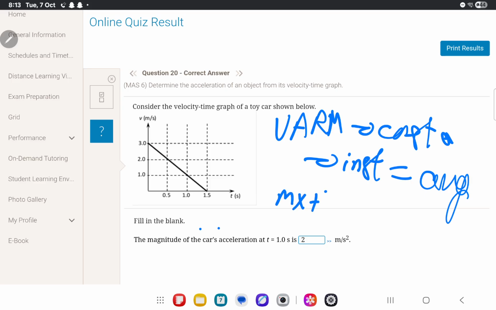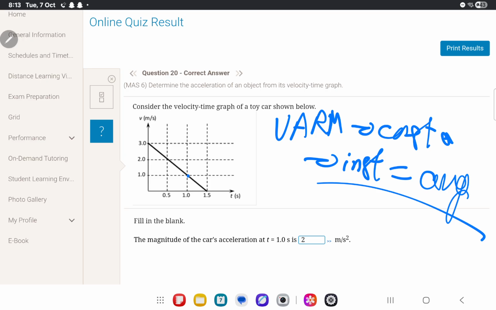When you derive mx plus b, dy by dx, you get m. M is the slope of the graph. So at any point on this graph, the acceleration is going to stay the same. So all I have to do is find the average acceleration, and for UARM, the average acceleration is the same thing as the instantaneous acceleration. Just know it. On the graph, it's a straight line, so average is the same thing as instantaneous. It's common sense, but just in case.